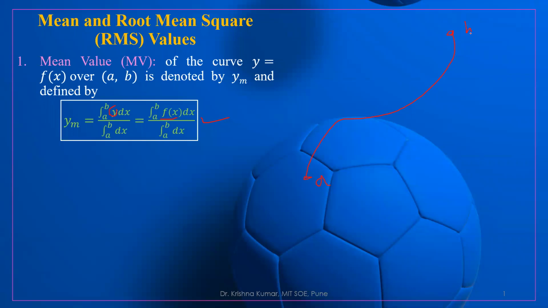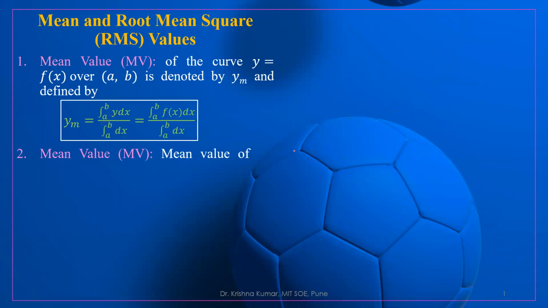So what is the summation of this part? We have to find the integration of this part, and the sum, that is the integration of this part, is divided by the length of the curve. Integration of a to b dx is nothing but the length of the curve. So the integral of f of x divided by the length of the curve is called mean value.